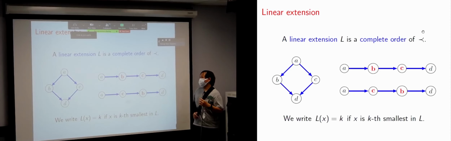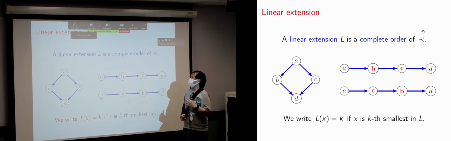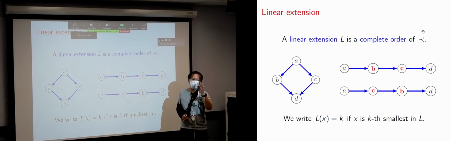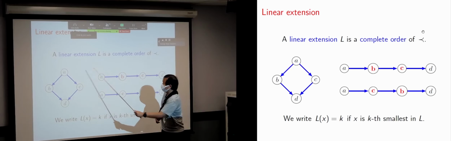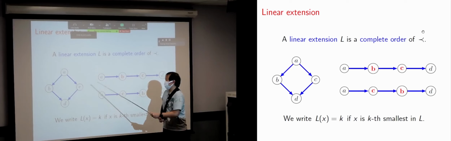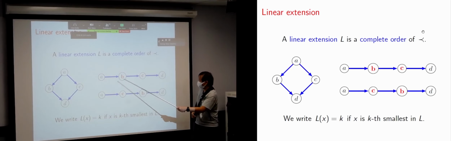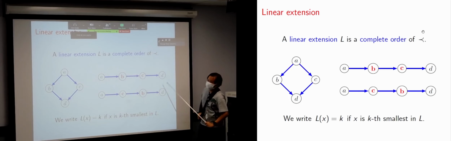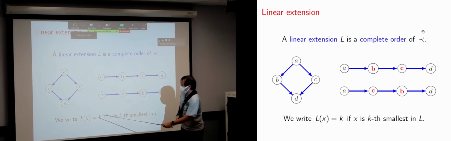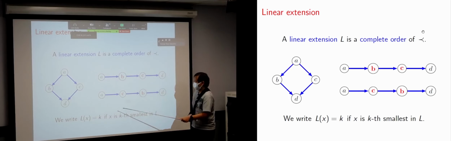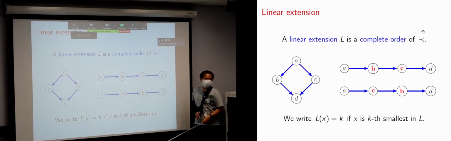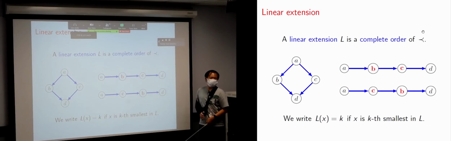And a linear extension of a partial order is simply a completion of the partial order. That means that we order everything from the smallest to the largest. We complete it. For example, for this particular partial order, there are two possible linear extensions, either A, B, C, D, where A is the smallest, D is the largest, or A, C, B, D. And we will write that L(x), where L is a linear extension and x is an element of the poset, is equal to an integer k. This means that x is the k-th smallest element in your extension.